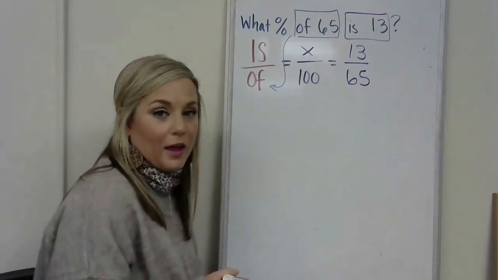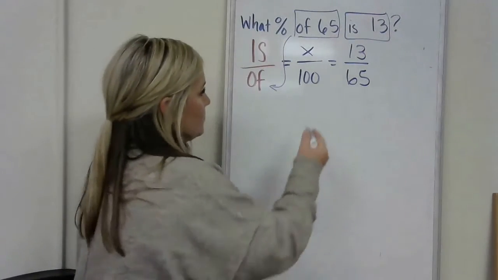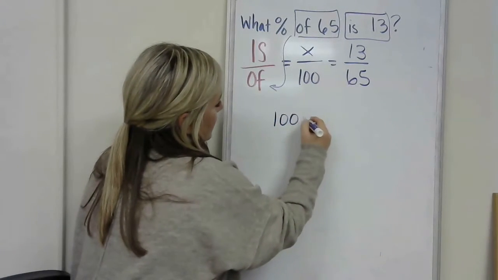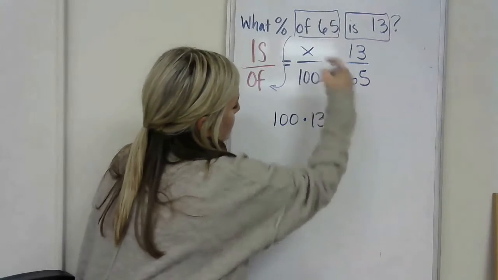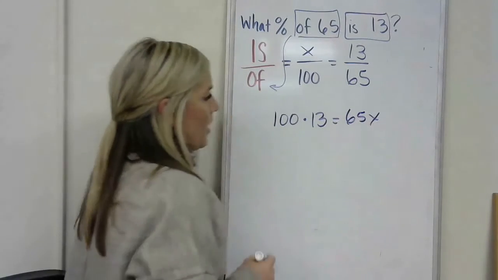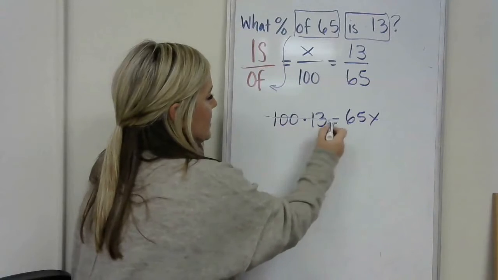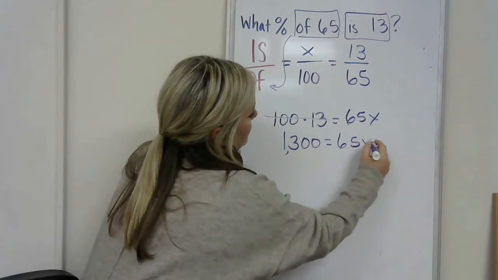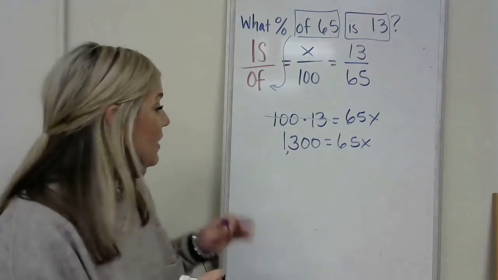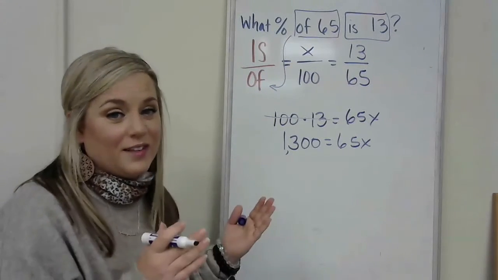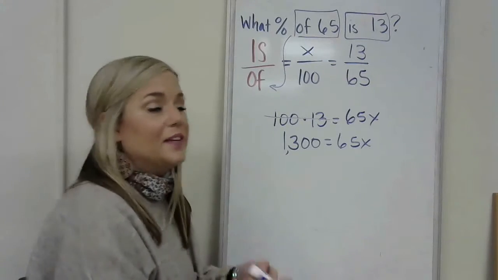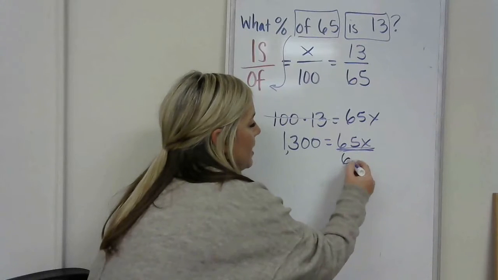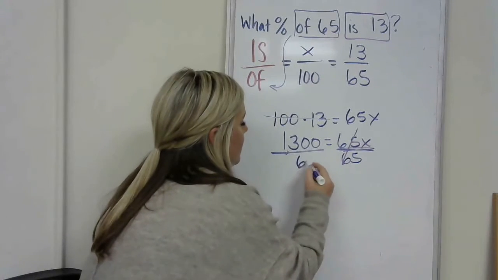Now we're going to cross multiply like we're supposed to and divide. All right, so I'm going to cross multiply, so 100 times 13 is equal to 65x, correct? So this is easy. We do that mentally. It's 1300 is equal to 65x. Now, we've got to get x by itself, and the only way to get x by itself is to get rid of the 65 by doing the opposite, undoing it. So right here is timesing. So undoing timesing is dividing, okay?